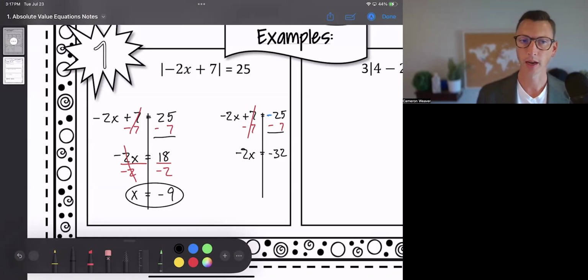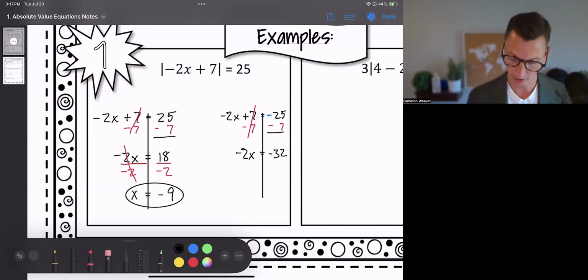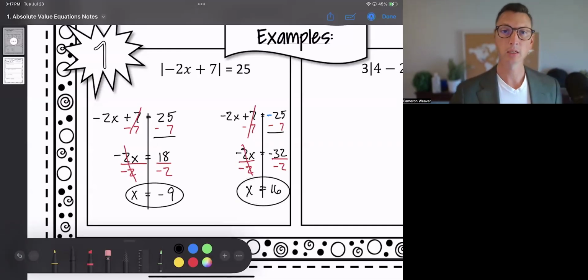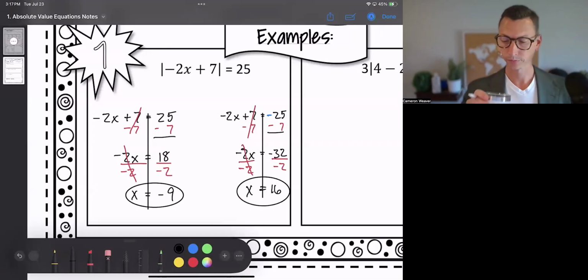Okay? A -32. Now we have side by side, so we can divide. That -2 and the x are side by side, so we're going to divide by that -2 there. -32 divided by -2 is going to give us a +16. Both of these are your answer.